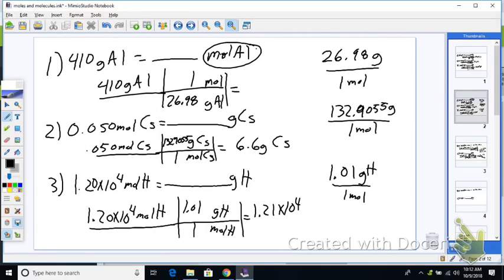Questions to this point? So, those first 3 were dependent upon you looking up a molar mass. Okay? So, questions that you have.